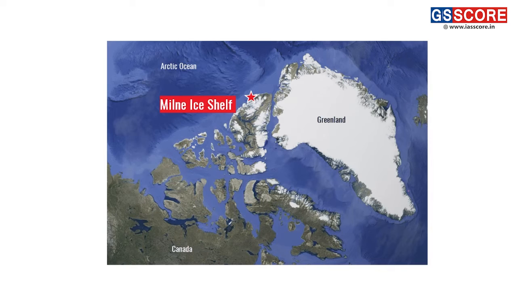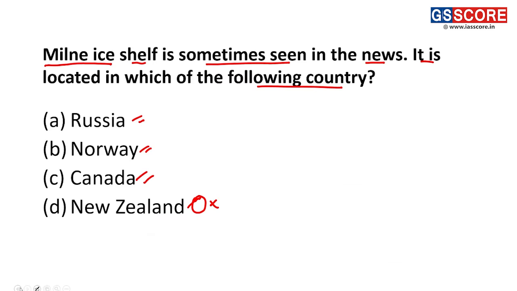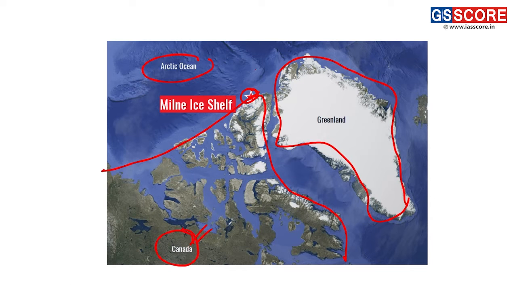Looking at this diagram, we can see this is the part of North America, specifically part of Canada. This is the Arctic Ocean, this is Greenland. And here we can see this Milne ice shelf is present in the part of Canada here. Thus, the correct answer is C, that is Canada. Basically, this was in the news because there was high scale melting of glaciers or ice shelf present in this Milne ice shelf.